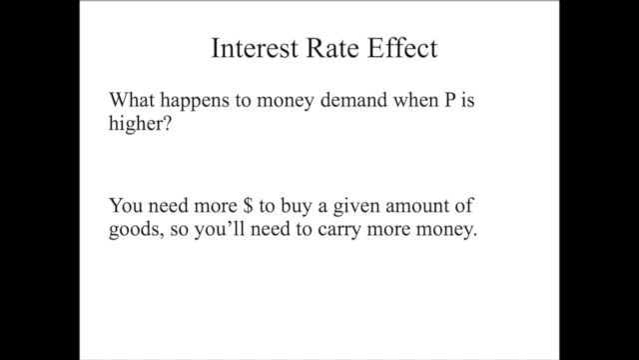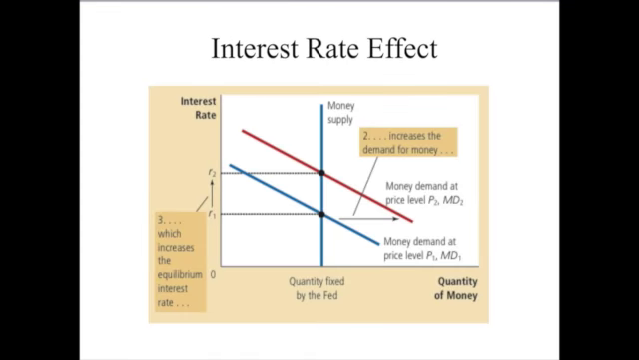When the price level's higher, people are going to need to carry more money to make purchases. So money demand is going to increase, and we're going to shift the MT curve outward. Let's see how that affects interest rates when we draw a money supply and demand diagram. So we shift from the blue money demand curve to the red money demand curve. Since the money supply we've held fixed, the Federal Reserve is determining the money supply, that's going to drive interest rates up.